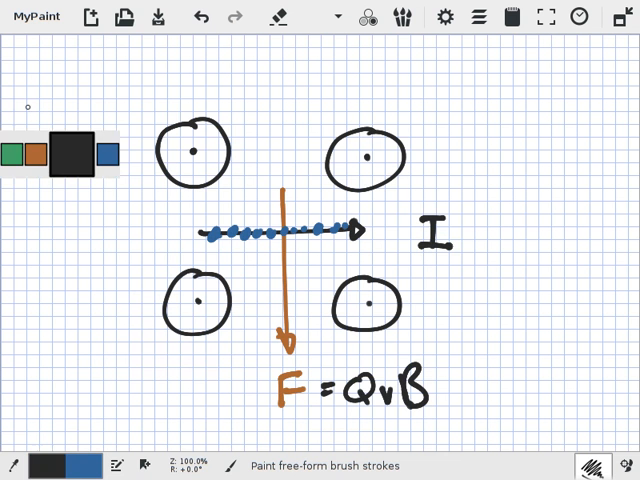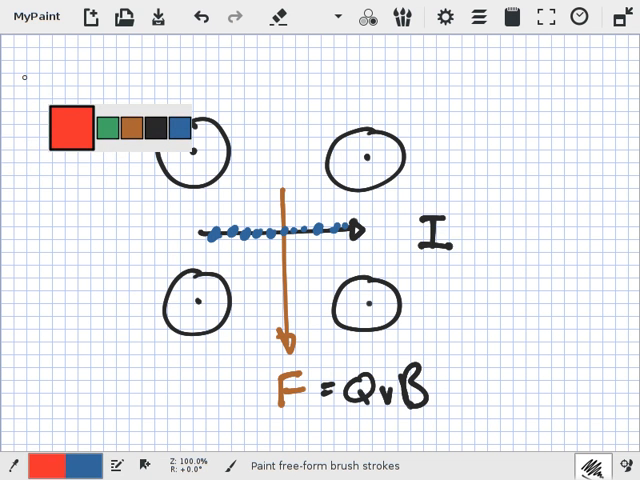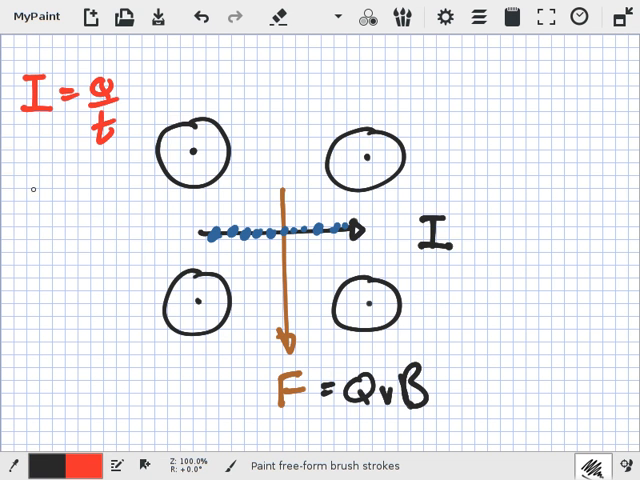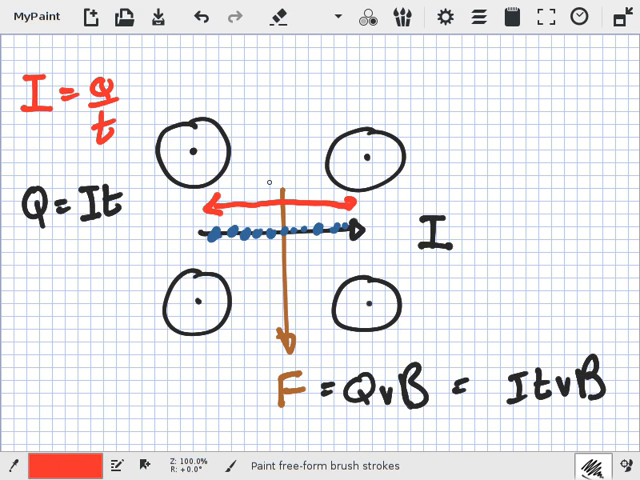You know from electricity that I equals Q over T. So I can say the Q, which I don't know, is IT. So that's going to be ITVB. Now, let's imagine you know the length of this wire. We'll call this L.